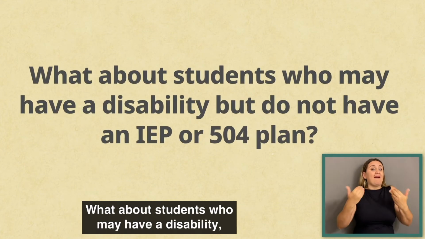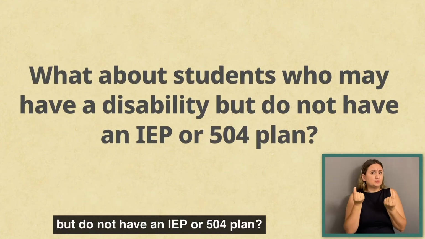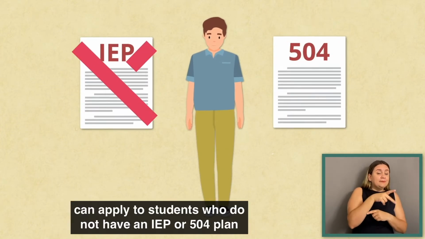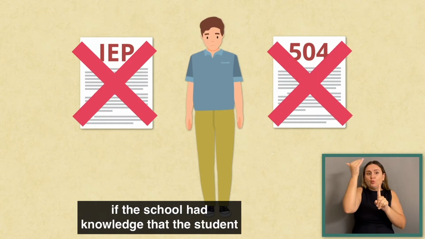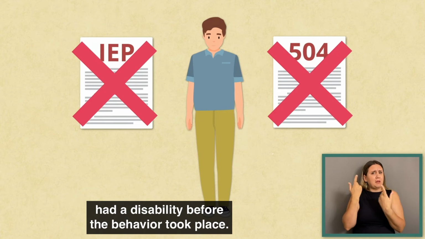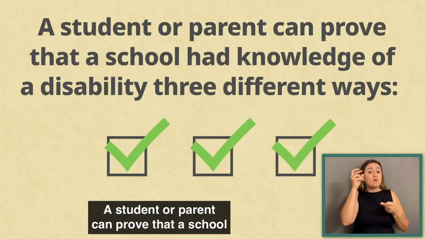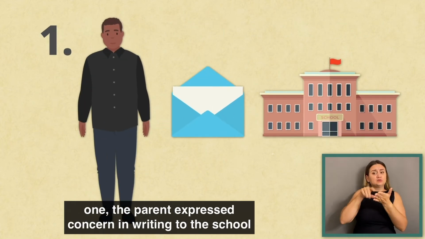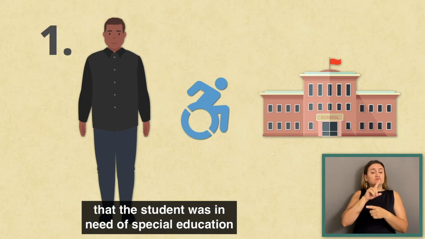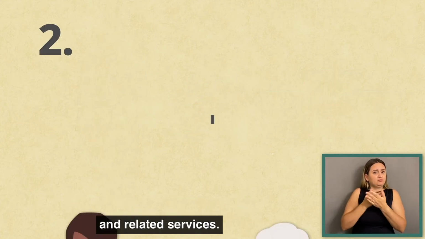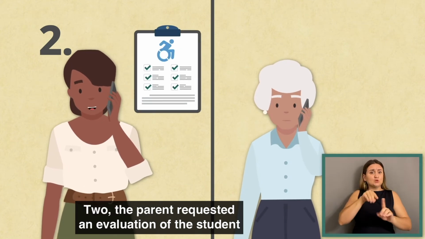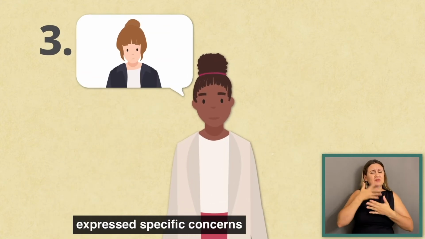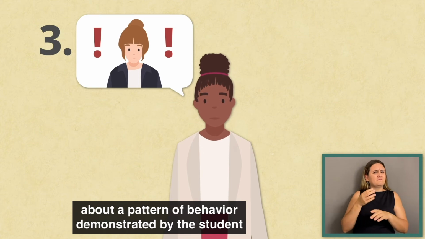What about students who may have a disability but do not have an IEP or 504 plan? The MDR protections described above can apply to students who do not have an IEP or 504 plan if the school had knowledge that the student had a disability before the behavior took place. A student or parent can prove that a school had knowledge of the disability 3 different ways. 1. The parent expressed concern in writing to the school that the student was in need of special education and related services. 2. The parent requested an evaluation of the student for special education eligibility. Or 3. A teacher or other school staff expressed specific concerns about a pattern of behavior demonstrated by the student to school leaders.